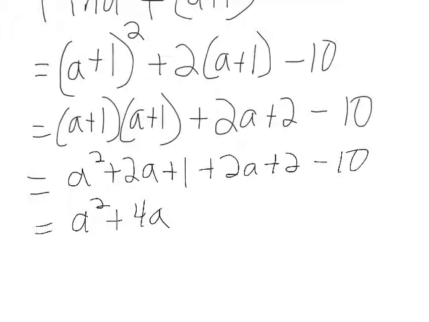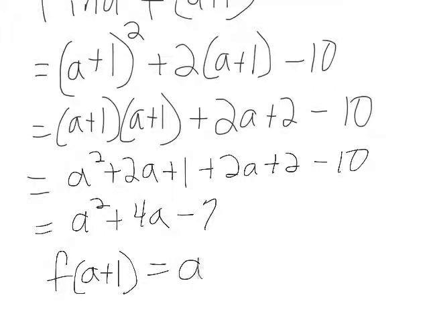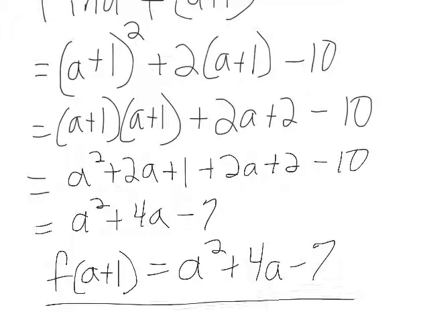And then I've got a 1 and a 2 minus 10, so 3 minus 10 gives me negative 7. Alright, so our f of a plus 1, if we want to write it a little bit more formally here, is equal to a squared plus 4a minus 7. That's how we plug into just regular equations, whether it's with a number or with an expression.